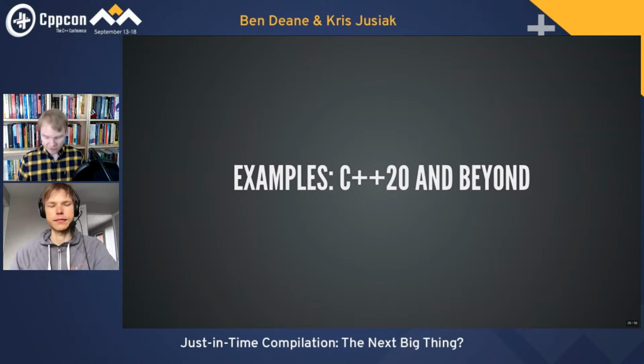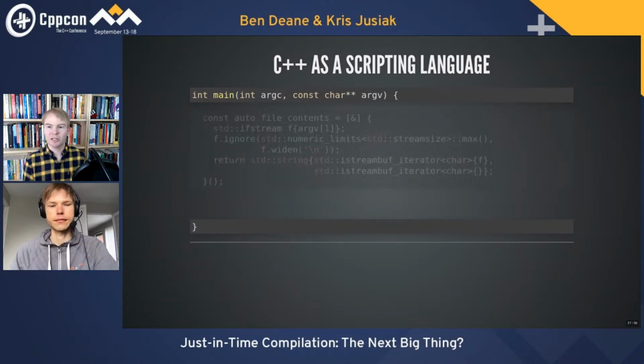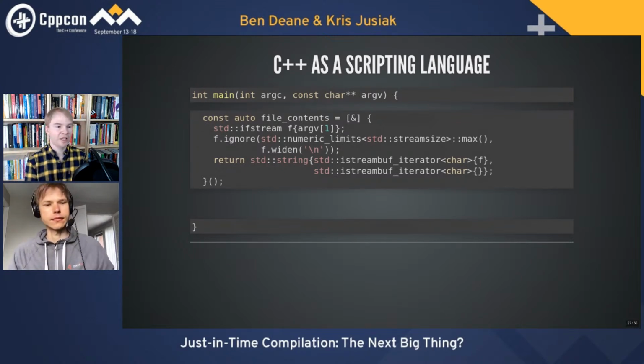So let's move on. Another example here. So we talked about Cling. Using the JIT technology, it's fairly easy to set up a driver program to use C++ as a scripting language. And it looks something like this. Here we have a function which will just take the contents of a file that's passed in argv1. We ignore the first line of the file because that's going to be the hash bang line. And we return the string of the rest of the file.